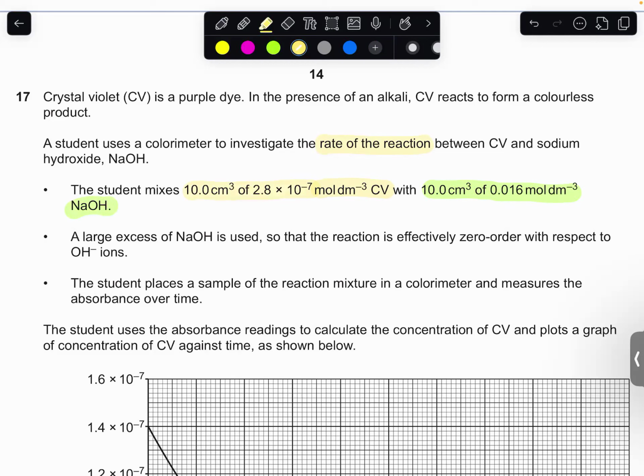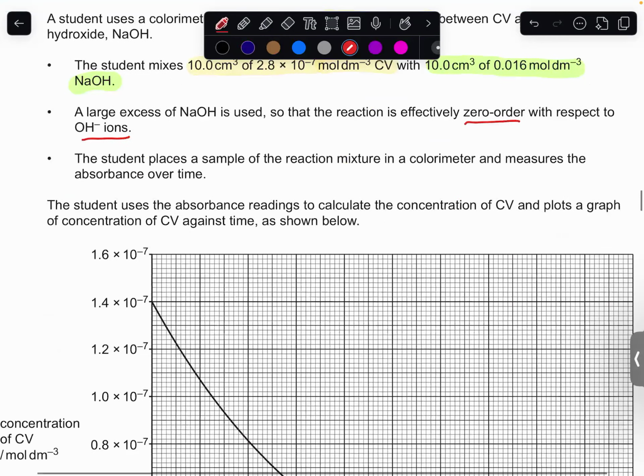A large excess of NaOH is used so that the reaction is effectively zero order with respect to hydroxide ions. So that's going to be a useful bit of information for later on. The student places a sample of the reaction mixture in a colorimeter and measures the absorbance over time. The student uses the absorbance readings to calculate the concentration of CV and plots a graph of concentration against time.